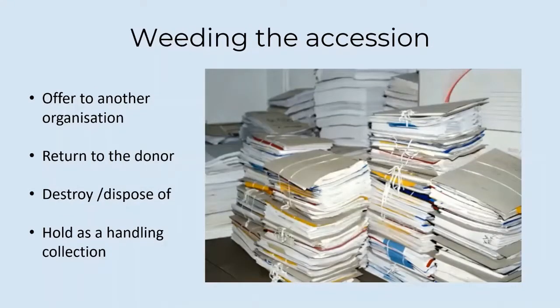Once you've appraised and accessioned an archive, you still need to consider whether you have more than you need or if it will take up too much space. This is known as weeding. Think of it like removing the weeds from your garden and leaving only the plants that you want or that are useful to you. For example, if an archive includes a big pile of identical magazines or booklets, you only really need to keep 1 or 2 copies.